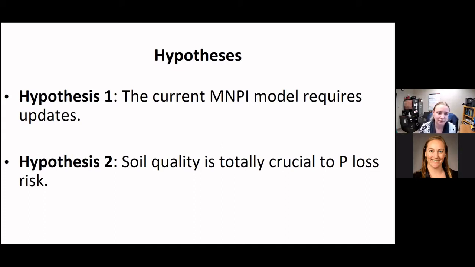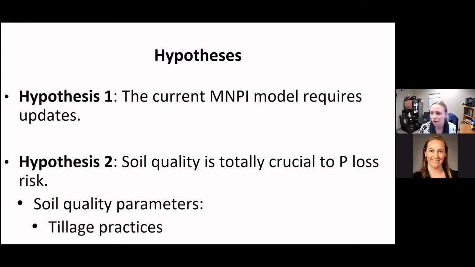I thought going in, because phosphorus is attached to soil, I think soil quality is super important to phosphorus loss risk prediction. And the soil quality parameters that I wanted to look at in particular were tillage practices, and then the other one was organic matter percentage. Soil quality parameters that are in the MinPI model inputs. So it was possible to analyze soil quality trends as they relate to P-loss risk based on these two soil quality parameters.